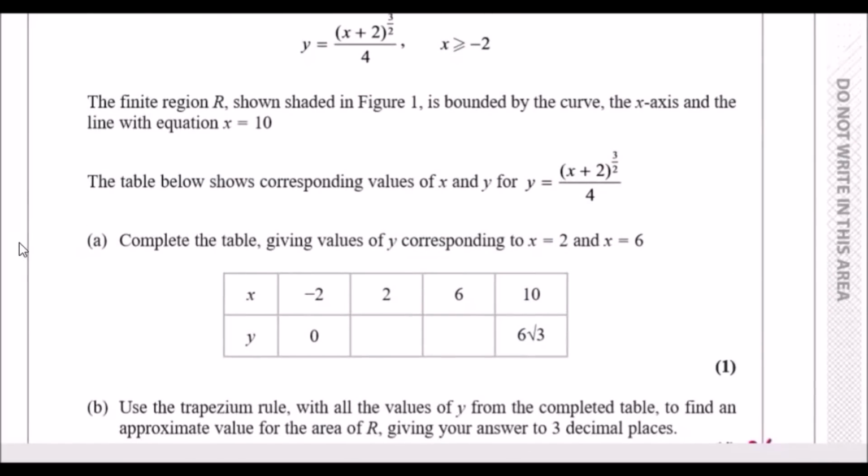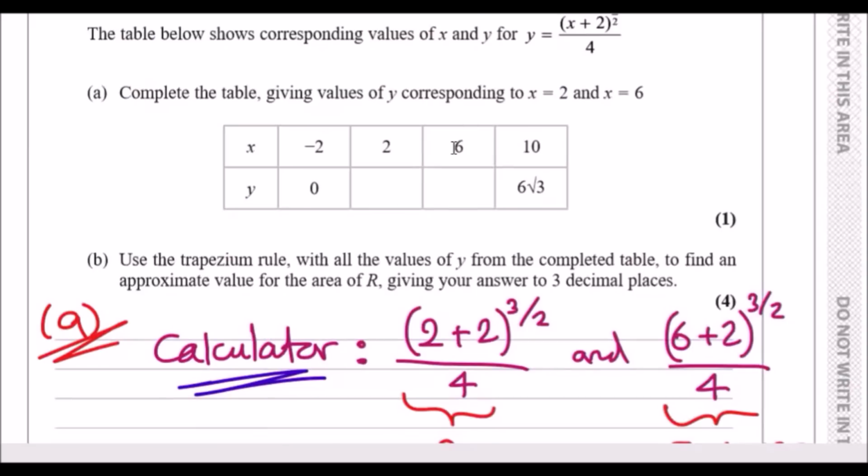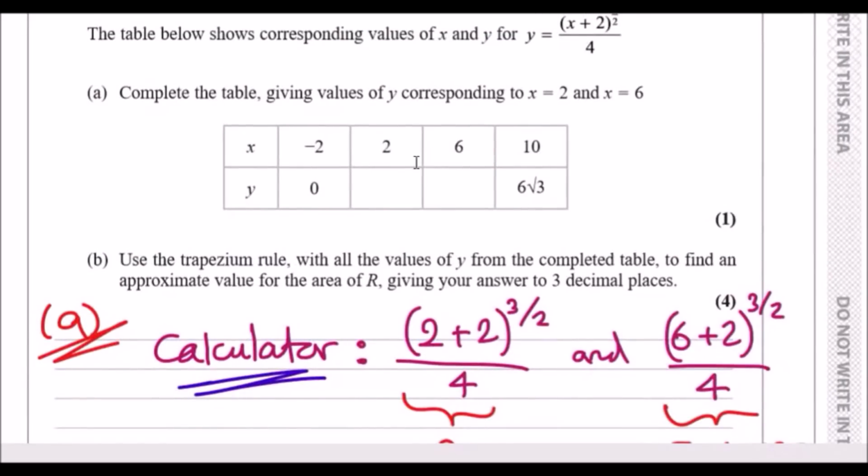Now, the table shows the corresponding values for x and y for the equation given. Complete the table giving values of y corresponding to x equals 2 and 6. Alright, this one is of course dead easy. It's only worth a mark, so you just plug x equals 2 into this equation and find a value for y, and then x equals 6. It doesn't state to give answers in exact form or otherwise, so I'd assume you can do both. But because they did exact form for one of them, I think it's probably a good idea to find the exact form for them if possible.